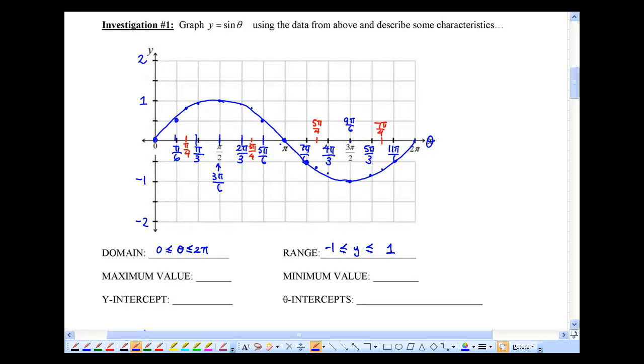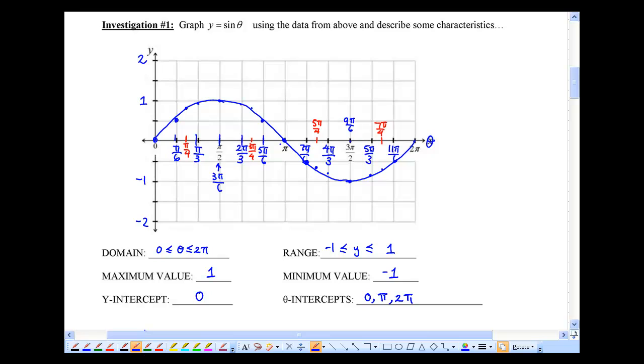What's the maximum value? Well, that helps with the range. It's just the 1. What's the minimum value? Also found in the range, negative 1. How about the y-intercept? That's where it crosses the y-axis. Yeah, right here. So it looks like it's 0. And our theta intercepts, or our x-intercepts, look like they occur at 0, pi, and 2 pi. Okay?